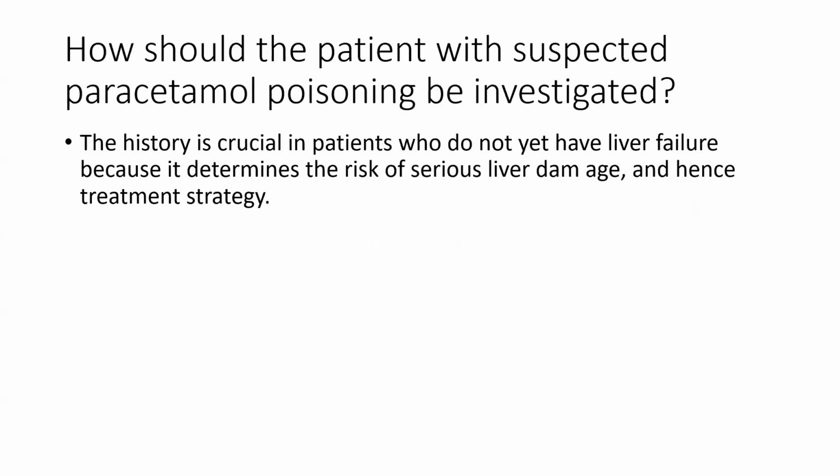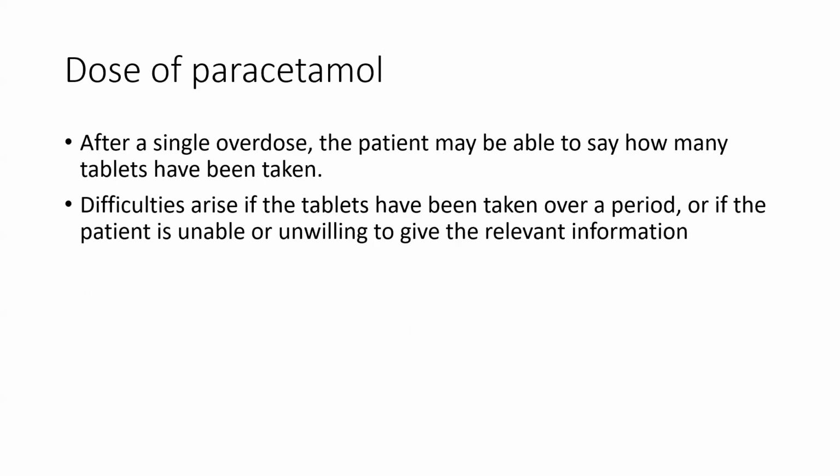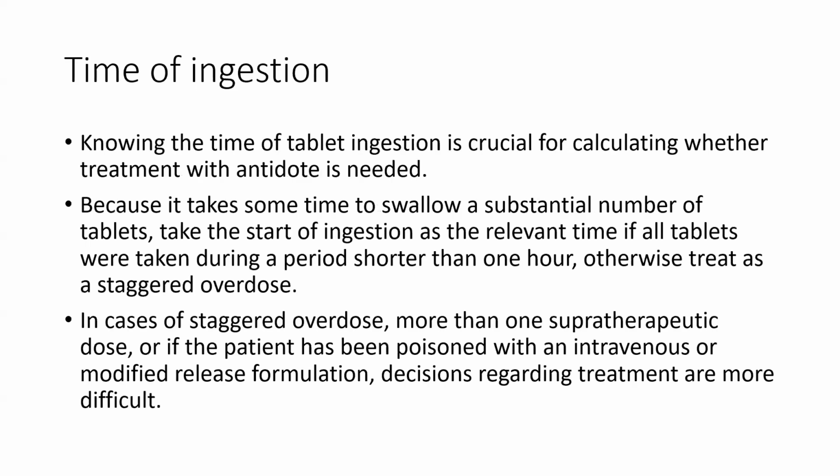How should a patient with suspected paracetamol poisoning be investigated? The history is crucial in patients who do not yet have liver failure because it determines the risk of severe liver damage and hence treatment strategy. About the dose of paracetamol: after a single overdose, the patient may be able to say how many tablets have been taken. Difficulty arises when the tablets have been taken over a period, or if the patient is unable or unwilling to give relevant information.